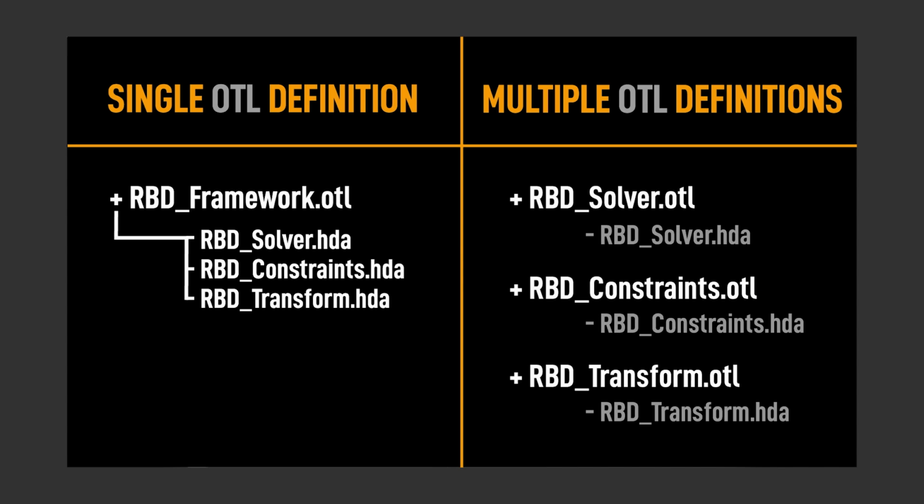And in general, I think using multiple definitions is the best way to go because you might have different artists working on different OTLs at some point in time. So say, for example, you have user 1 working on the solver, another user working on the constraints, and another user working on the transform. So you have 3 different people working on 3 tools at the same time. And because those tools are stored in different OTLs, each user can modify those OTLs without worrying about the other tools because they are basically different OTLs.